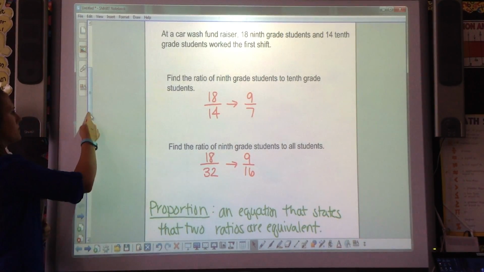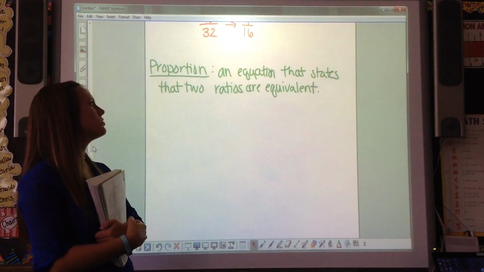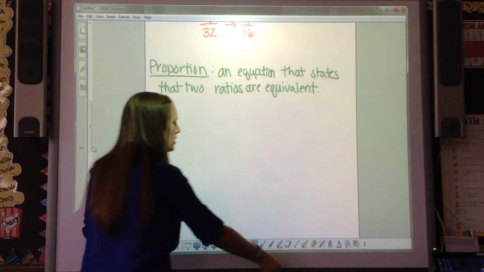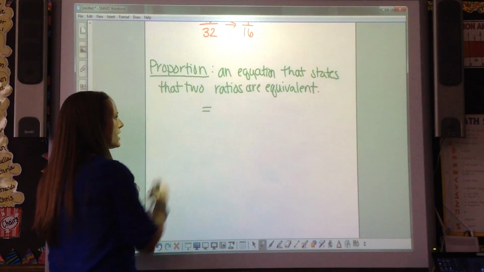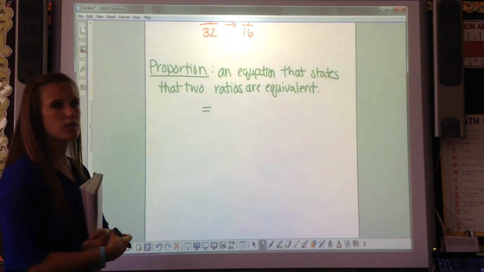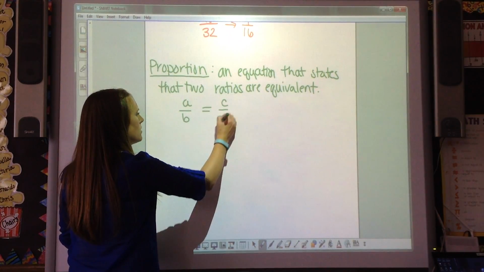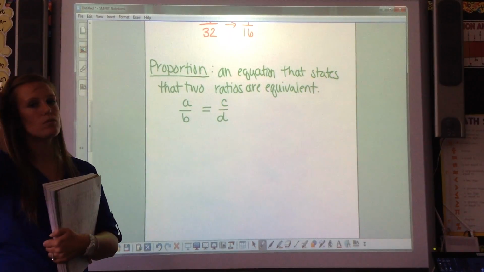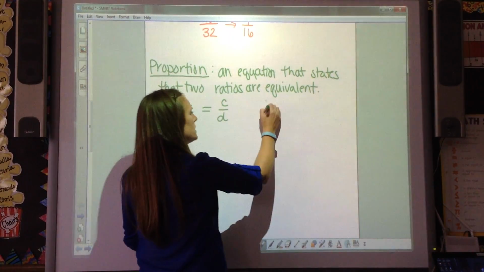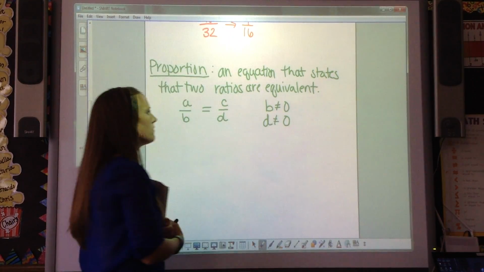Okay, proportions. A proportion is an equation that states that two ratios are equivalent. So a proportion is an equation. It's going to have an equal sign. It's going to state that two ratios are equivalent. So you're going to have ratios on both sides. Again, the variables represent any number, but B and D cannot be 0.